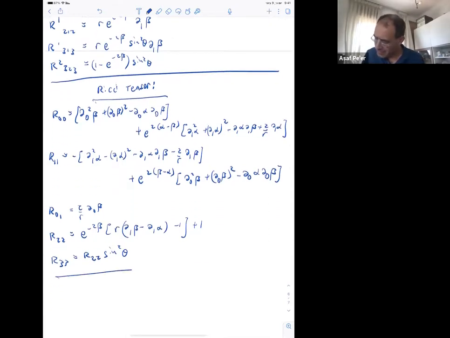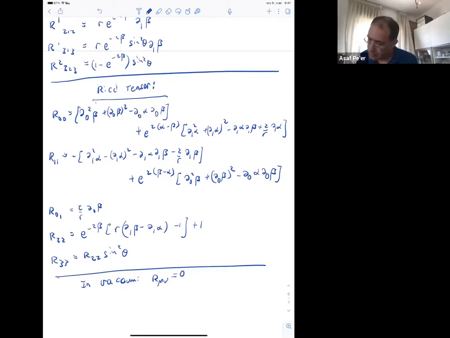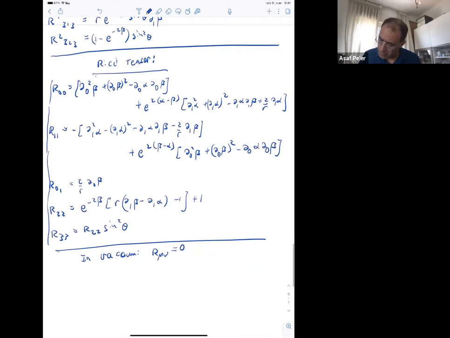All right, now we said that in vacuum, R mu nu is equal to 0. So all of these terms should be 0. The easiest to start with is, of course, R01 equal to 0. R01 equal to 0 immediately means that d0 beta must be equal to 0.